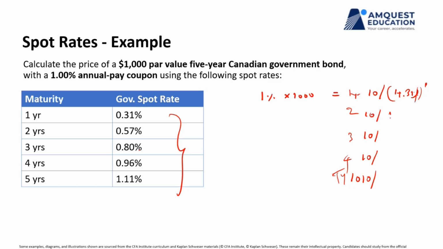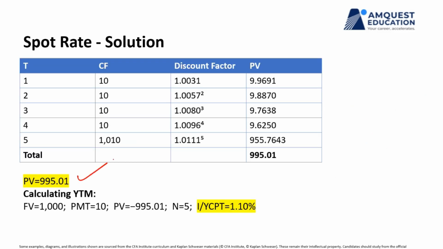But the second year cash flow will be divided by 1 plus 0.57% raised to the power 2. Fourth will be 1 plus 0.96%, okay, so 96% raised to the power 4. So each cash flow gets discounted differently, and then what you get is your present value of the bond.